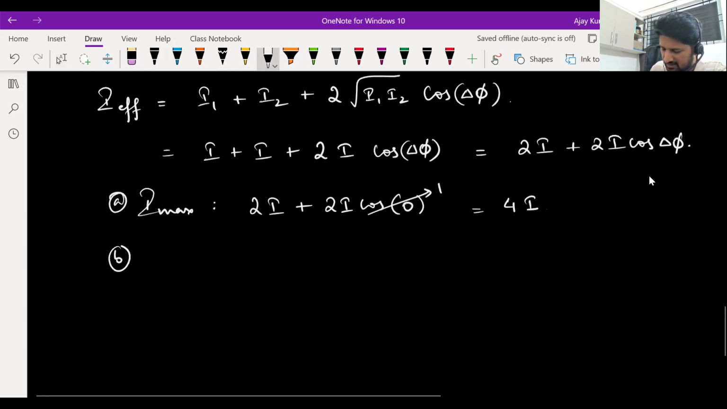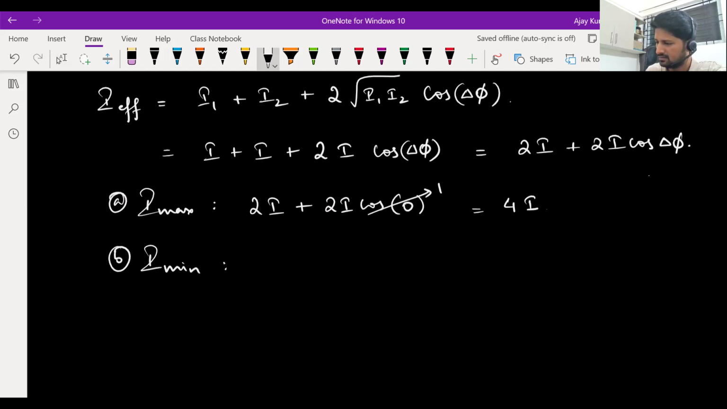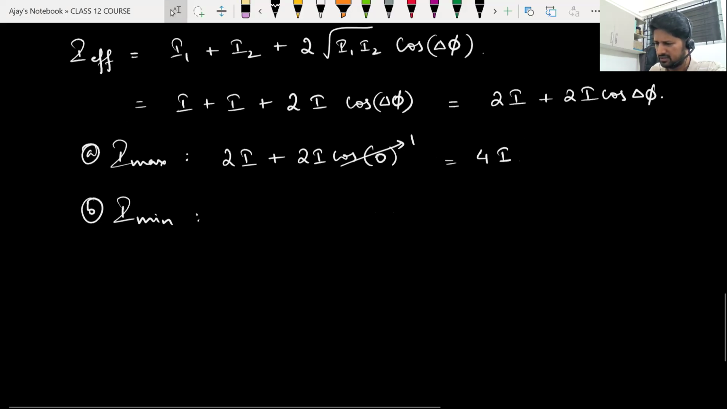Next, intensity at the minima. Wait. Rishi, are you able to see the screen in? Okay, wait. I don't yes, think sir. this will. Fine, let it be.